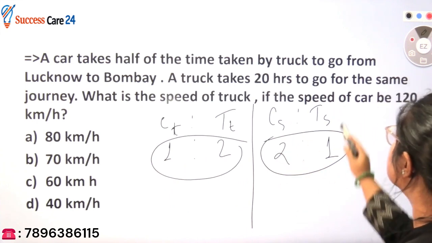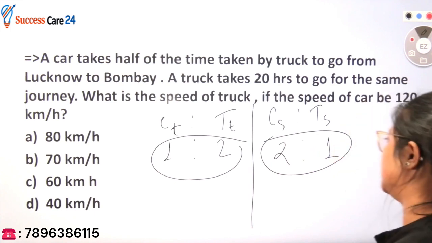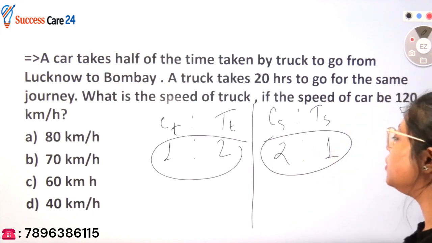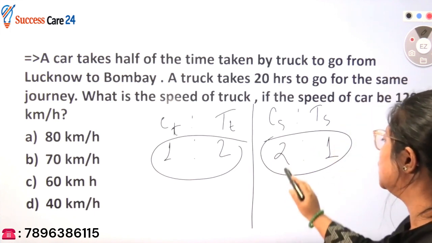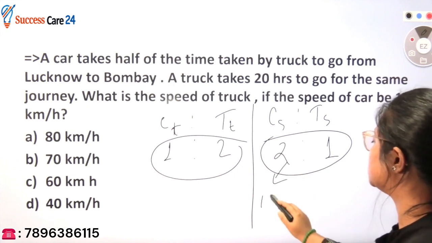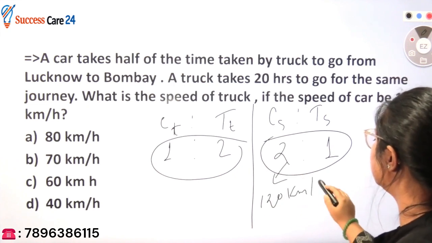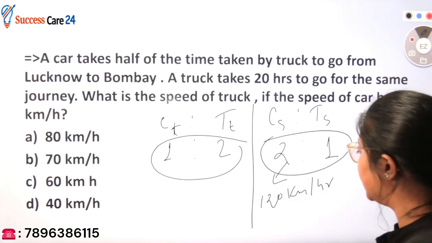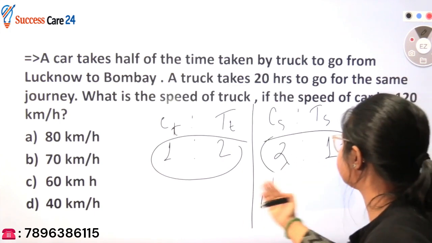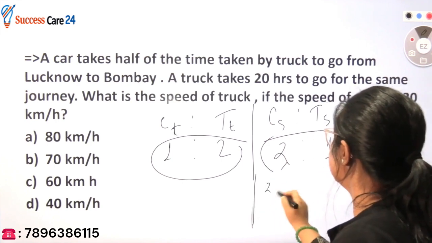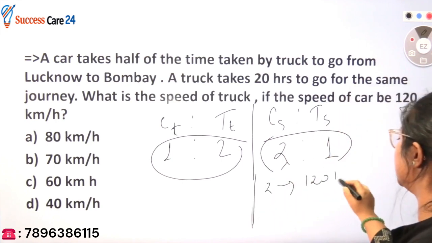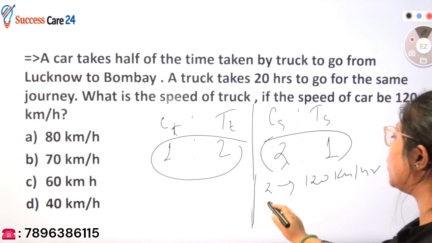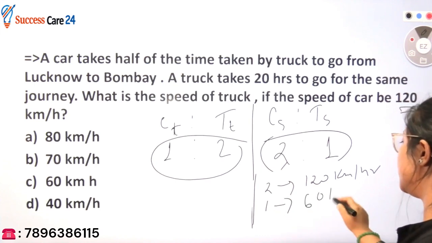Now you are given the speed of the car as 120 km per hour. That means 2 ratio must be equal to 120 km per hour, isn't it? Then 1 ratio would be how much? From here, 2 ratio is equal to 120 km per hour, so 1 ratio would be 60 km per hour.